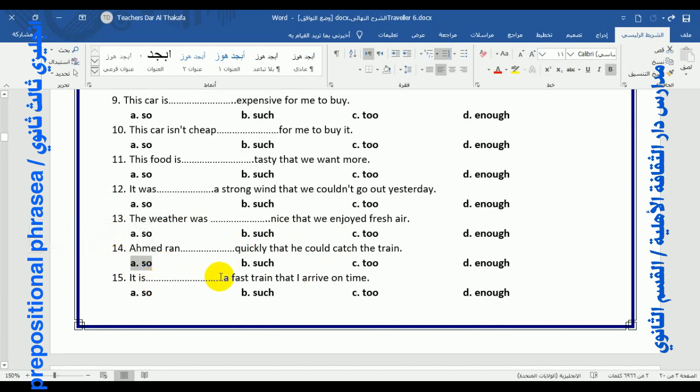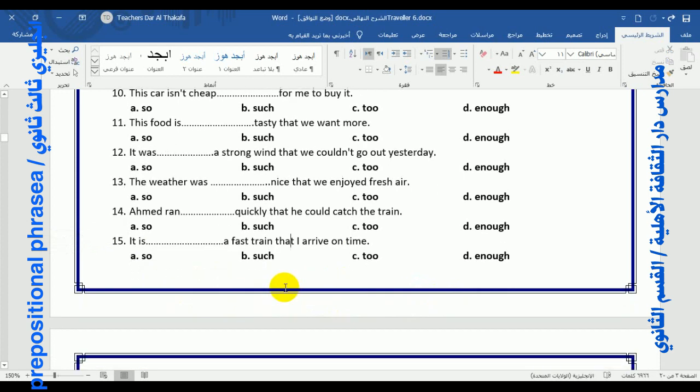It's a fast train that I arrived on time. So, or such, or to, or enough? Yes, very good. It's so or such? Yes, such a fast train that. Okay, that's very important for everybody to understand. We're going to complete grammar next. Follow me.